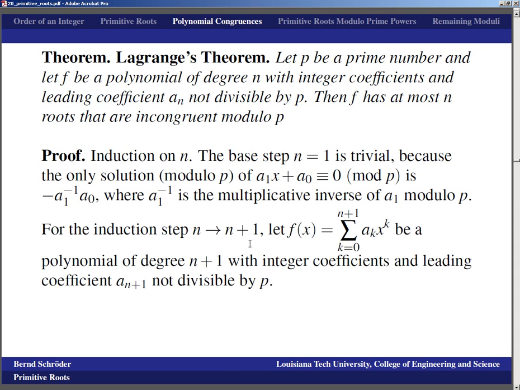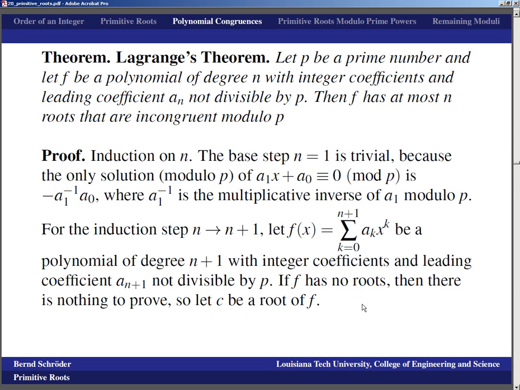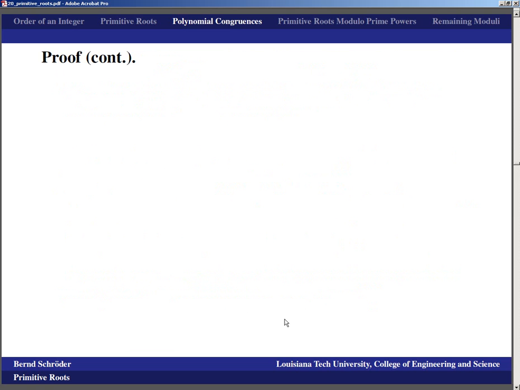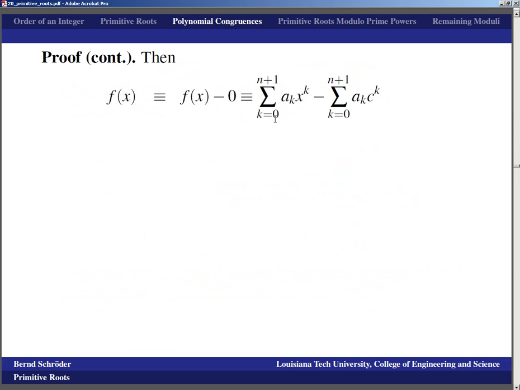For the induction step, we go from n to n plus 1, so we let f of x be a polynomial of degree n plus 1, and we want it to have integer coefficients, and we want the leading coefficient to be not divisible by p. Well, if f has no roots, then there is nothing to be proved, of course, and so we let c be a root of f. And what we then do is we realize that f of x is equivalent to f of x minus 0, which is the sum k equals 0 to n plus 1 of a_k x to the k minus the sum k equals 0 to n plus 1 of a_k c to the k.